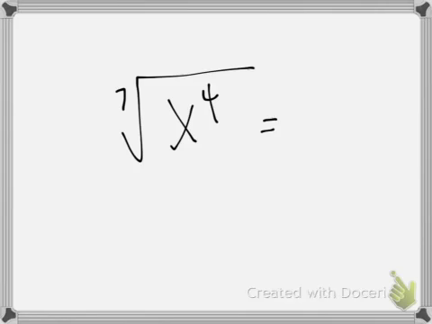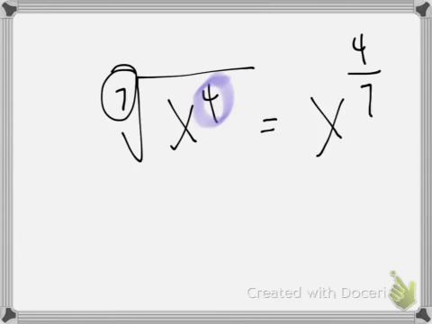The fourth topic I want to cover is rewriting an expression using exponents. So if we're given this radical and we want to rewrite it using exponents, remember, inside the radical goes in the numerator, and then the outside is in the denominator.